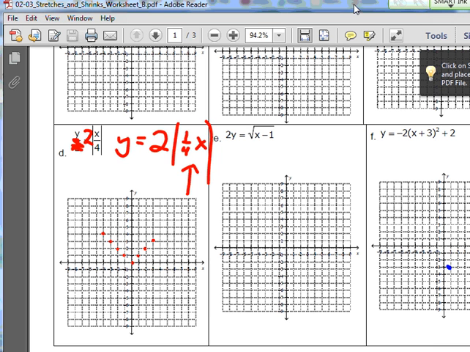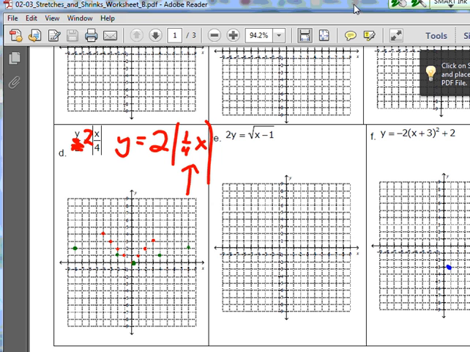So I'm going to do that in green. So instead of over 1, I'm going to go over 4 now. Instead of over 2, I'm going to go over 8 now. Same deal here. So now you can see my V is stretched out a lot. The green one's much more stretched than the red one. And now I have to make all the points go twice as tall.